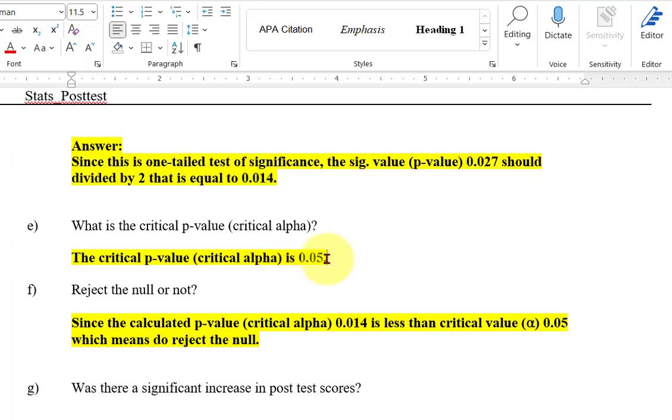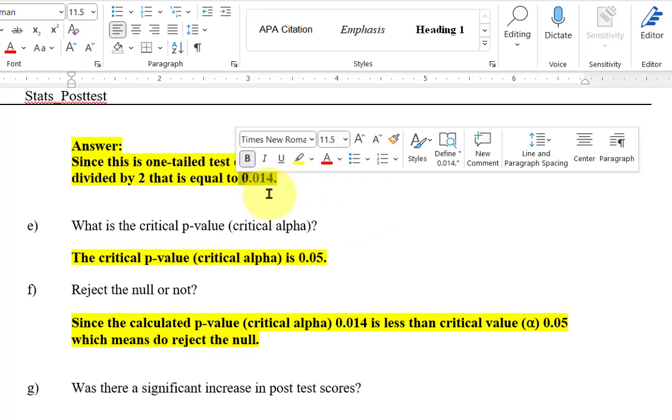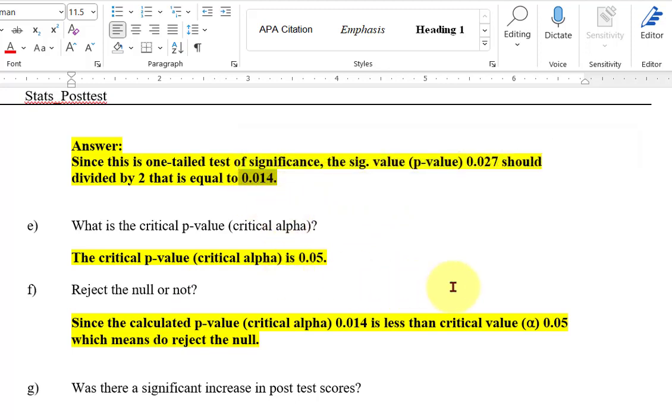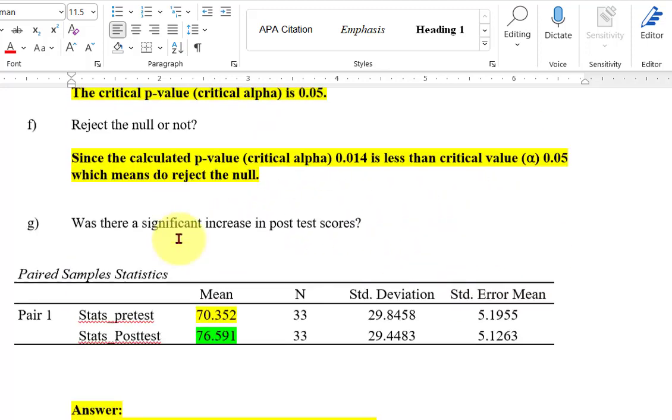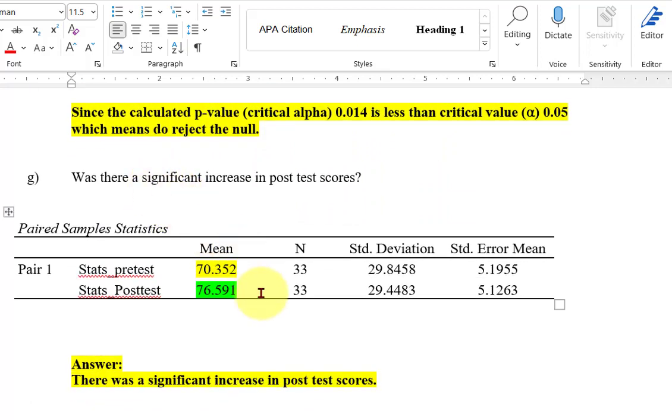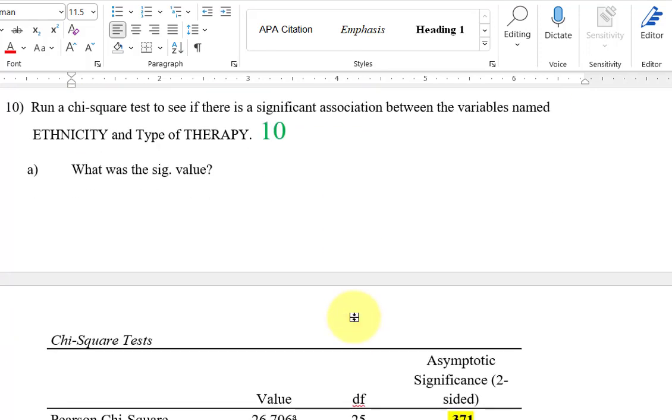Again, I was stunned by how many of you guys missed that. Just remember, critical p-value is always 0.05 unless somebody says, no, we're going to use 0.01, or no, we're going to use 0.001. But we don't do that in this class. Okay, so critical is 0.05. Do we reject? Yes, because our calculated p-value of 0.014 is less than that. So we reject the null and state that, yes, there was a significant increase in stats post-test scores over the pre-test scores. Wasn't that easy, cheesy?